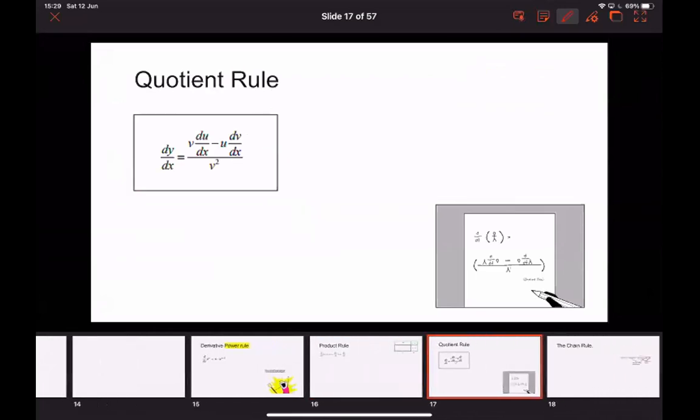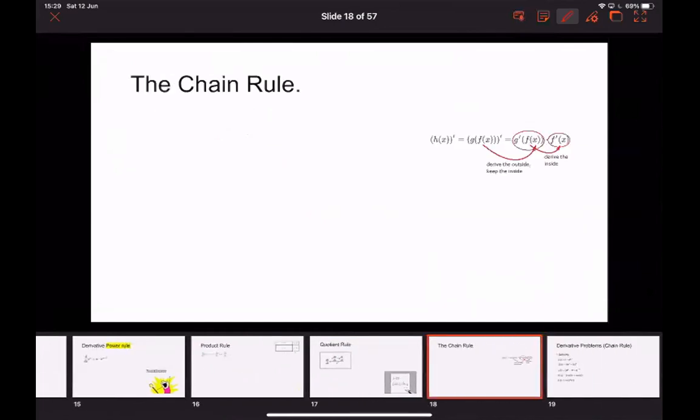Okay. The quotient rule is something like this. Actually, I'm skipping these rules very fast. The reason, again, is that you can easily find them in your textbook, and you can find many practice questions. So you can do that. We can focus on the main thing.